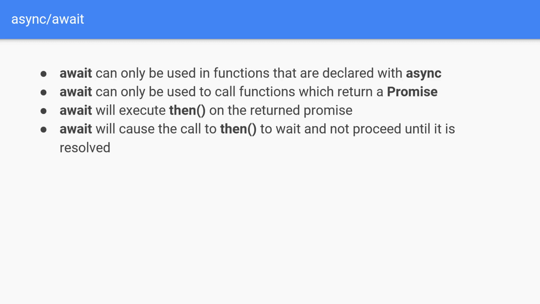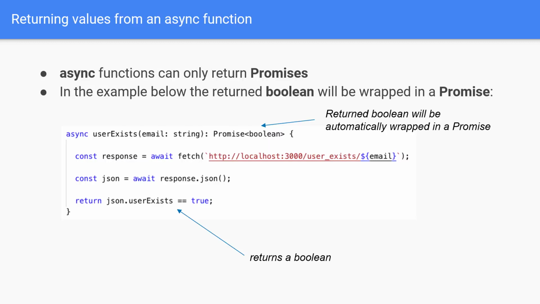So just to recap, await can only be used in functions that are declared as async. Await can only be used to call functions which return a promise. And await will execute the then function on the returned promise. And await will cause the call to then to wait and not proceed until it has been resolved. Async functions can only return promises. In the example below, the return boolean will be wrapped in a promise.